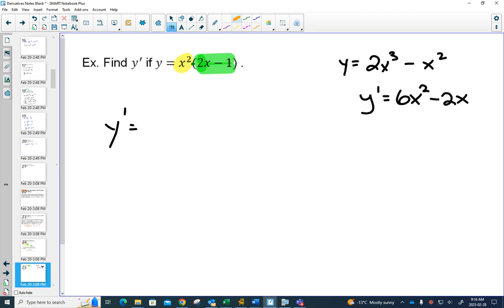and your product rule says keep the first one the same. So I just write x squared and then multiply by the derivative of the second one. So what's the derivative of 2x minus 1? Well, the derivative of 2x would be 2. The derivative of a constant would be 0. So this whole thing is just going to be a derivative of 2 minus 0. Plus, now we keep the second one the same, 2x minus 1, and multiply by the derivative of the first one. And the yellow one's derivative, bring the 2 out in front, subtract 1 from the exponent, and we get 2x.